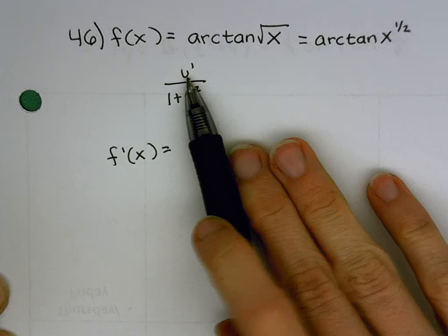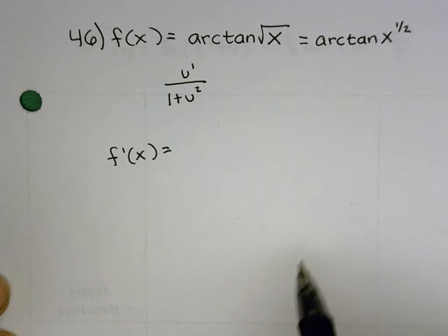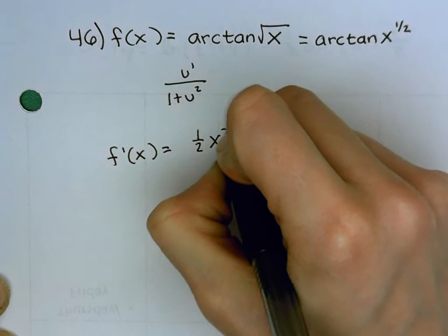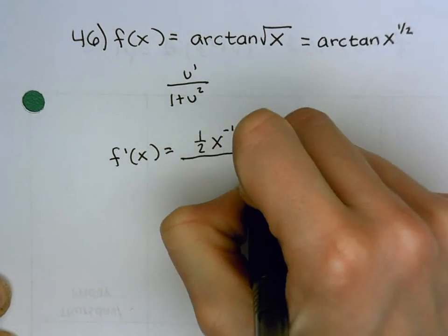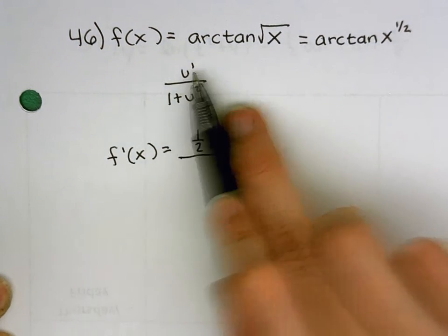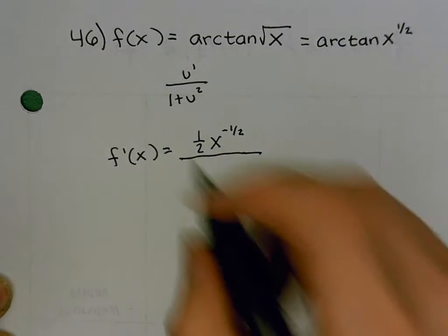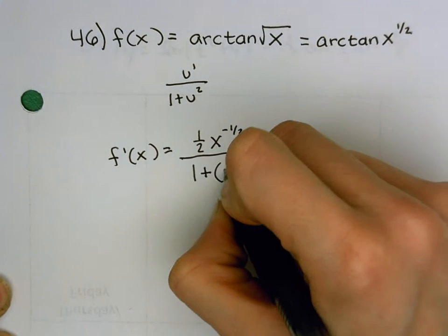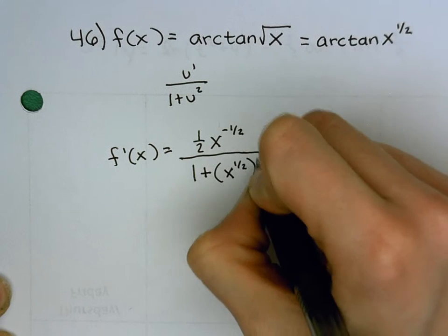So u prime first, we're taking the derivative of x to the 1/2. So I'm going to go ahead and bring down that exponent and subtract 1 from the exponent. Okay, that's my u prime, derivative of x to the 1/2. Okay, this is all over 1 plus my u squared. So my u in this case is x to the 1/2 squared.